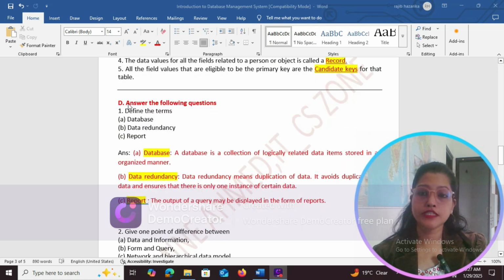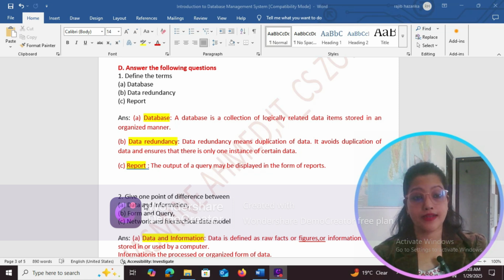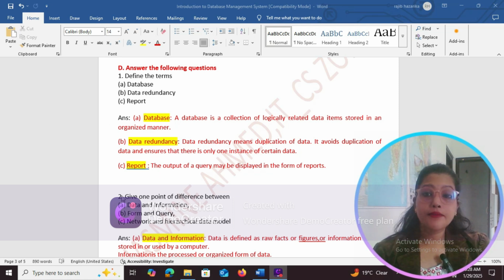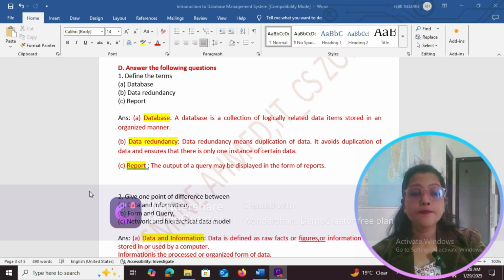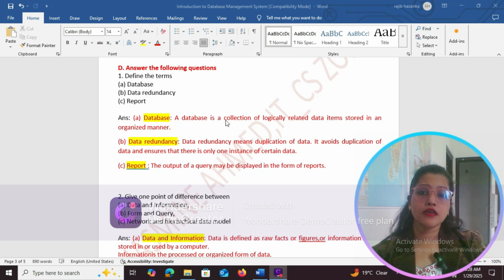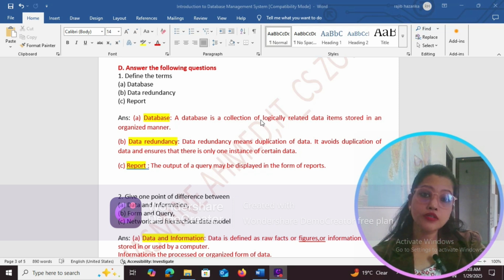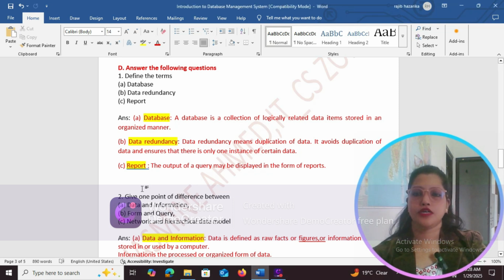Okay, now D part, answer the following questions. Number one, define the term database, data redundancy, and report. What is database? Database is a collection of logically related data items stored in an organized manner. So we know that in a database management system, we enter the data, and the data should be related to each other. We cannot enter data like school information and then enter our home information. It shouldn't be like that. All the data should be logically related to each other.